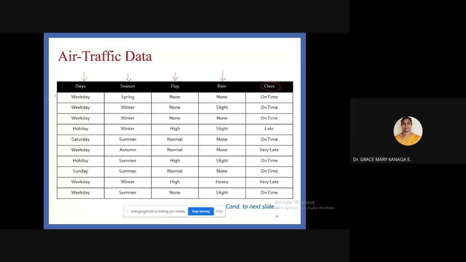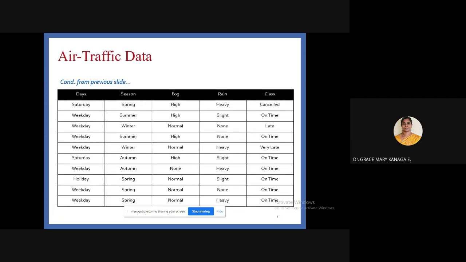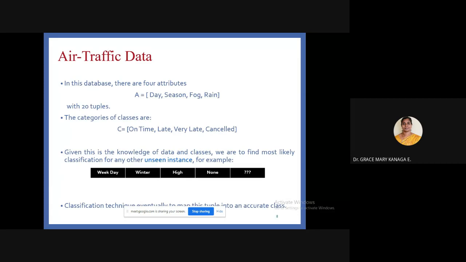When you see this first record, if it is a weekday and the season is spring and there is no fog and no rain, the observation is the flight arrives on time. Similarly, how many records do we have in total? 3, 4, 5, 6, 10 observations, 10 records we have. And here also we have some more, so I think in total 20 records we have.